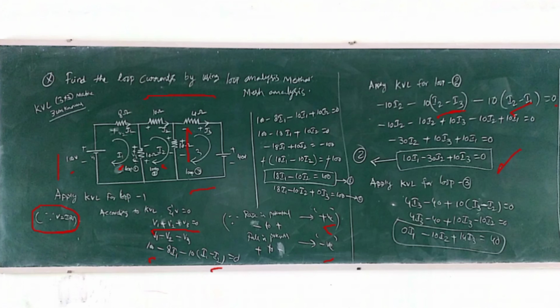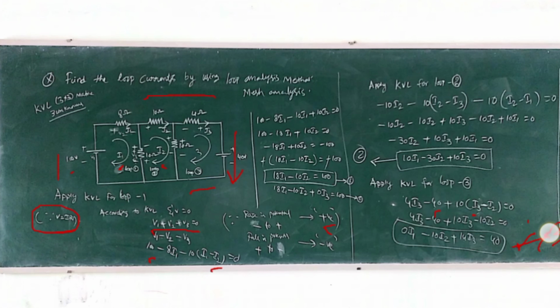Similarly, we apply KVL for loop 3. Loop 3 has one voltage source, 4 I3 and minus 40. The current is leaving at negative, that means a fall in potential, so it is considered as minus 40, plus 10 times I3, our current, minus I2, because the common branch also carries I2. From this equation we get equation 3.